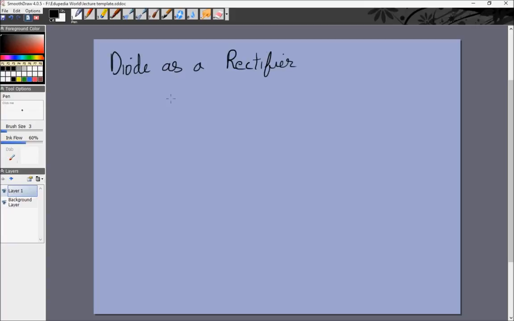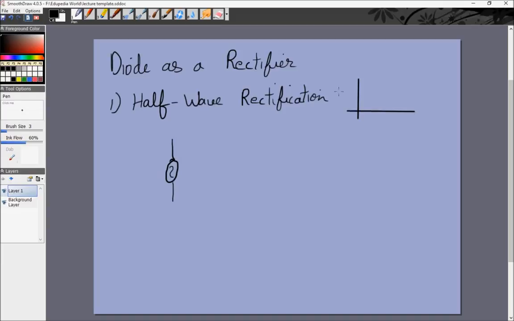So there are two ways you can do it. The first is called half wave rectification. So this is the symbol for an alternating current, and the graph for an alternating current, V versus time, if it's a sinusoidal current, will go like this. Generally alternating currents are sinusoidal.